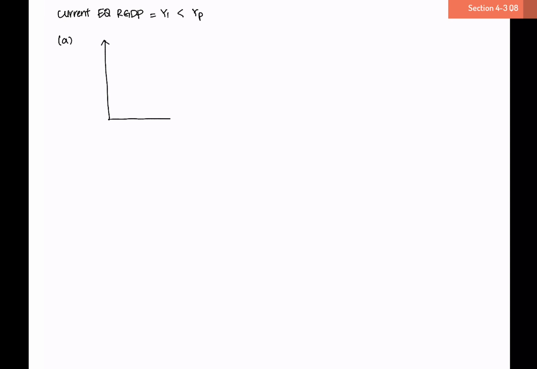We'll start with the axes with planned aggregate expenditures on the y-axis, output Y on the x-axis. We have the 45-degree line, which depicts all the possible points of equilibrium where Y equals planned aggregate expenditures. And we have our economy depicted by our planned aggregate expenditures function, which starts at a positive number because we'll probably have autonomous consumption and planned investment. And we have a positive slope for the planned aggregate expenditures because of MPC.